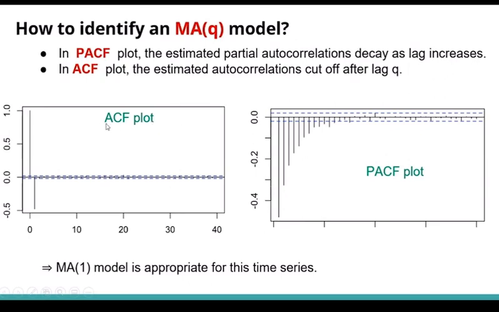Okay, so look at that. It is the ACF plot here that will cut off for MA, not the PACF as we have in the autoregressive model.